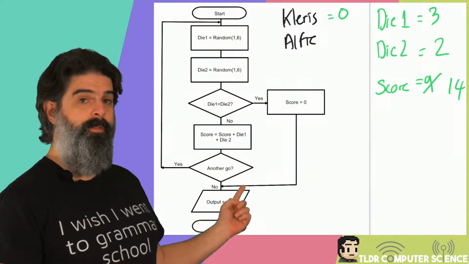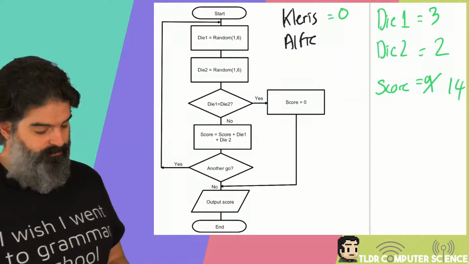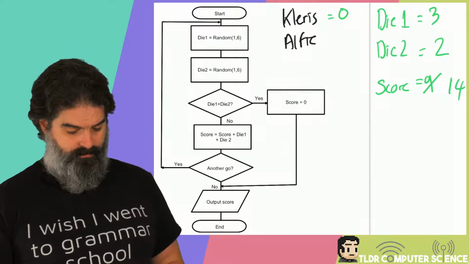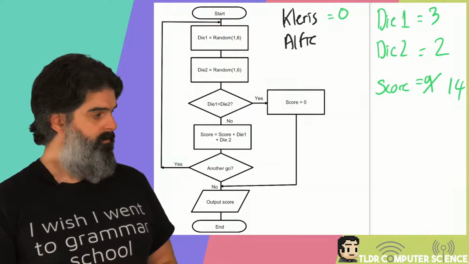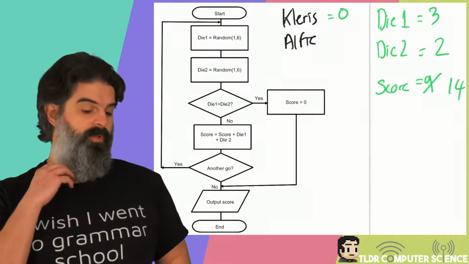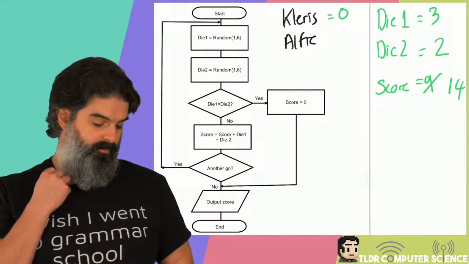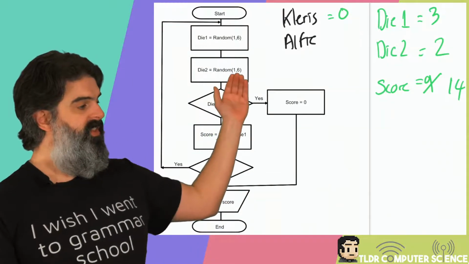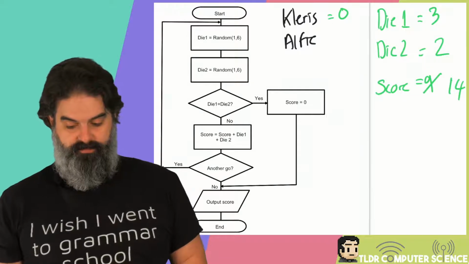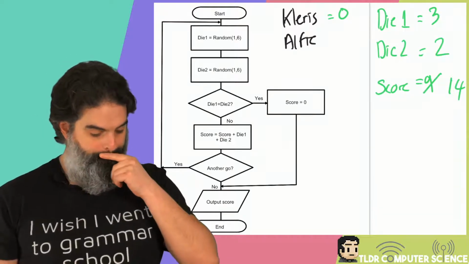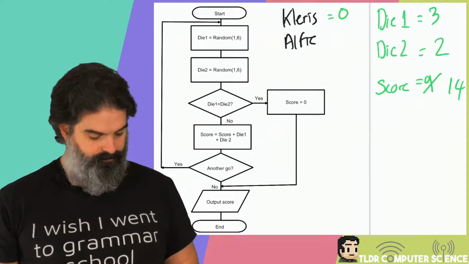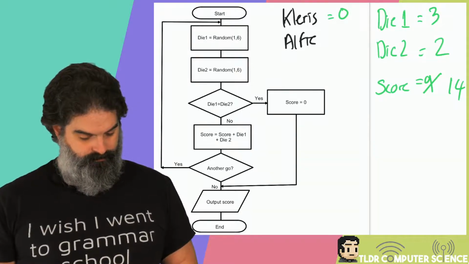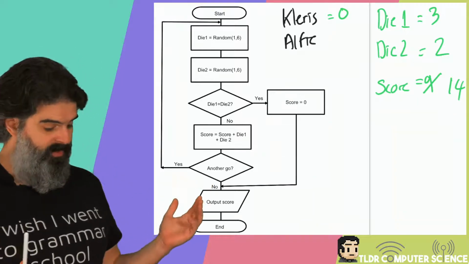What's he risking in this game? What could he do? Yeah, but what's he risking? If he goes again, what's the thing that could happen that could get rid of his score? Okay, I'll explain it then.